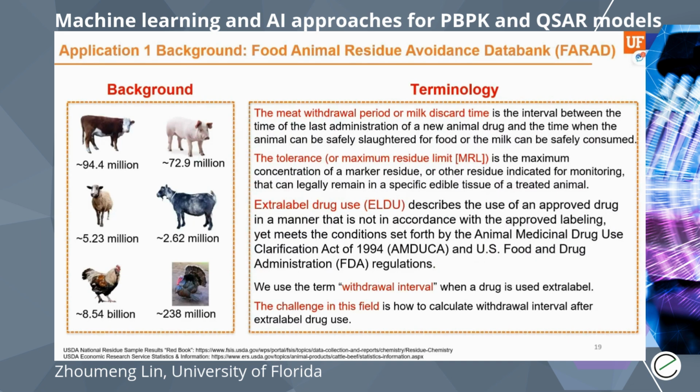In the field of veterinary medicine, animals require a withdrawal interval when they receive a drug at a labeled dose. However, in this field, because there are not many drugs for veterinarians to choose from, many times they have to give a drug in an extralabel manner, which means giving a drug at a dose that is different from the label. After extralabel drug use, they need to prescribe an extralabel withdrawal interval. The challenge in this field is that we don't know the extralabel withdrawal interval after extralabel use, because the extralabel use could involve a different dose, different frequency, and different number of injections in different food animal species.